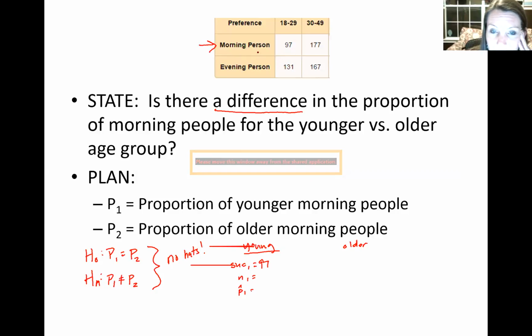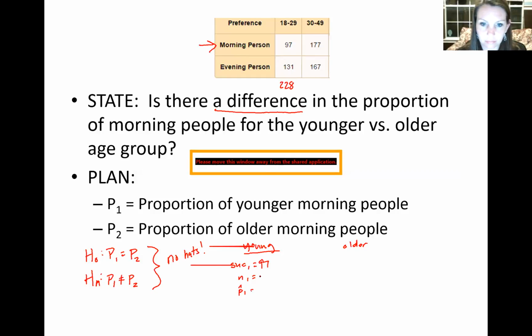But they didn't give us the sample size. Instead, they just basically gave us the morning and evening person. So we just have to add those two numbers together to get the sample size. So I'm going to take 97 plus 131, which gives me 228. So my total is 228. All right, and then if I calculate that P hat 1, that's just going to be 97 divided by 228.